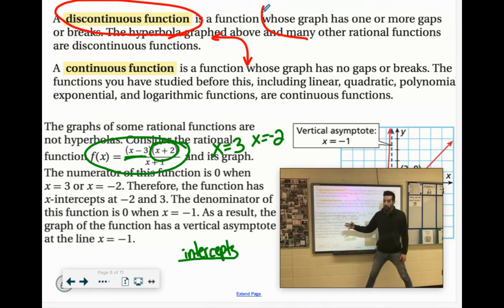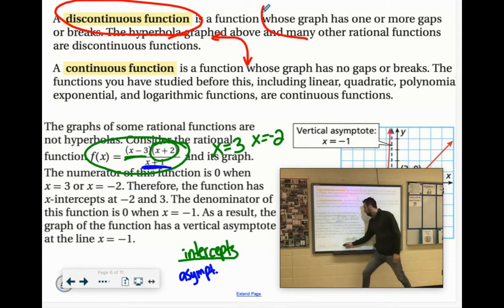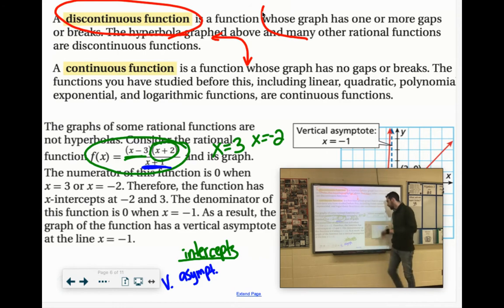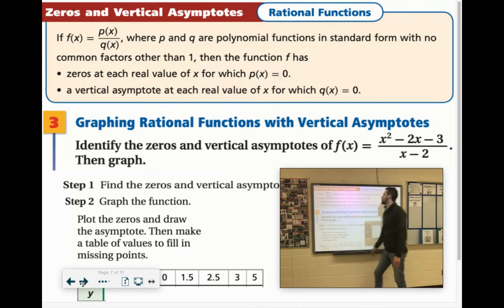The denominator is going to give you the asymptotes, just like with the transformation we just did. So it says x plus 1. So there's going to be an asymptote at negative 1. You know what I'm saying? So it's going to give you a vertical asymptote. So you'll see what I'm saying here when we go over our first example.